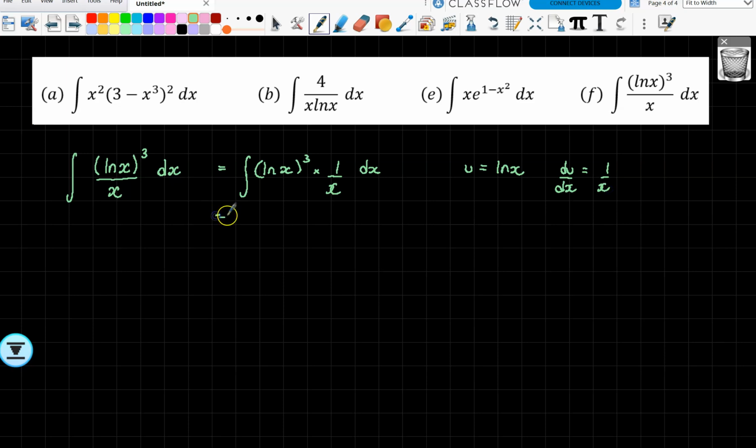Okay, so that now becomes, oops, that's a bit messy. So that now becomes the integral of u cubed, because ln x was our u function. That's my du by dx with respect to u. So now we've got the integral of that is u to the 4 over 4 plus c, and all that's left for us to do is substitute in our u function. So that was ln x to the 4 all over 4 plus c.